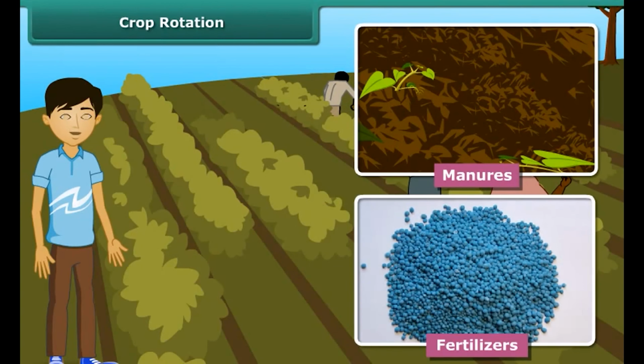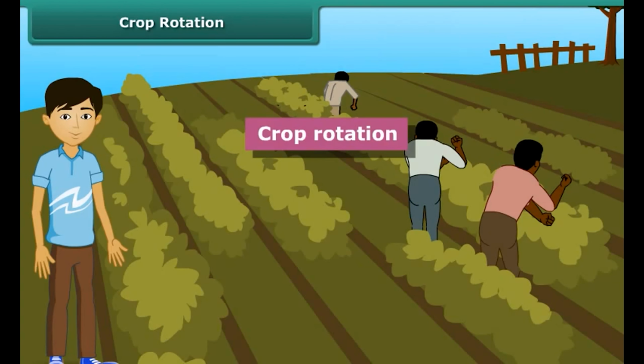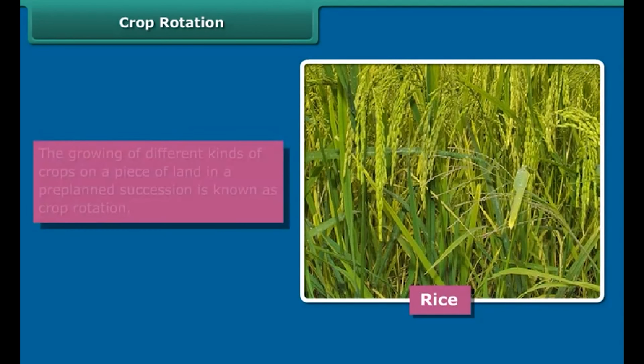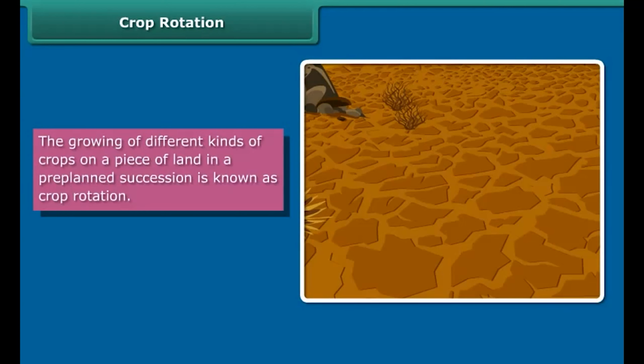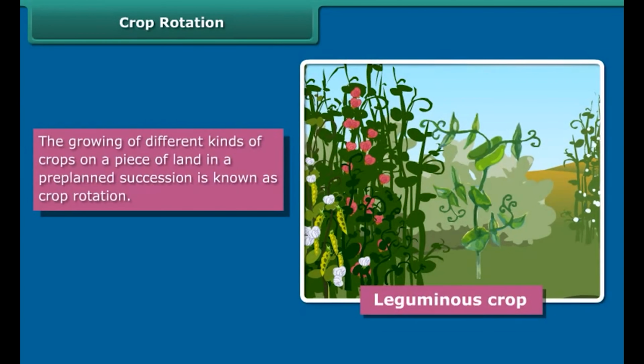It is known as crop rotation. Do you know, when a cereal crop like rice is grown in the soil, it uses up a lot of nitrogenous salts, so that if another cereal crop is grown in the same soil, the soil becomes nitrogen deficient. So by rotation, a leguminous crop should be grown after a cereal crop.